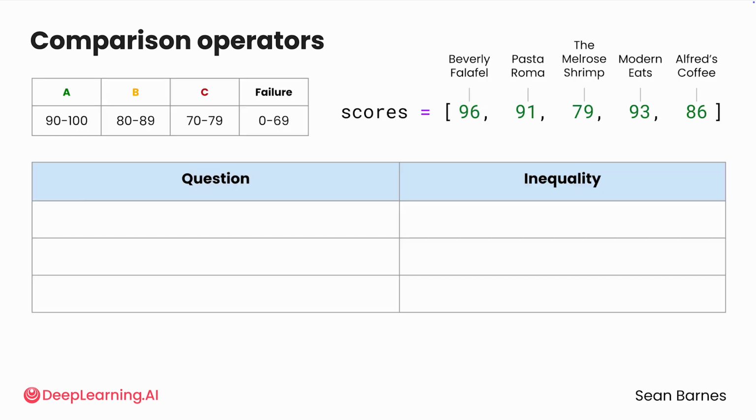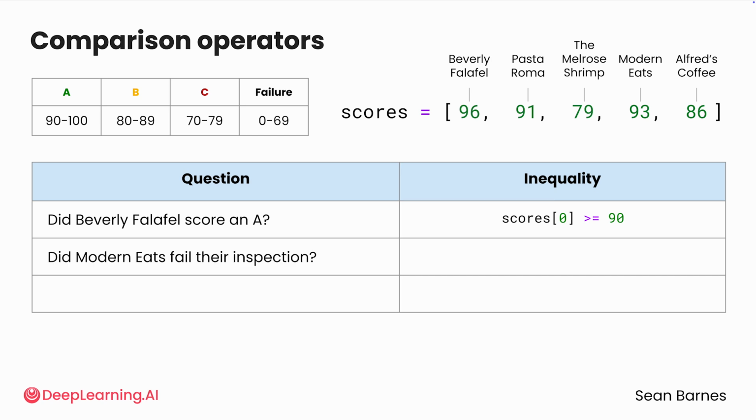Here's a reminder of the score ranges for different grades on the left, as well as the random sample of restaurant scores on the right. Here are some questions you might have and the inequality that would answer each one. Did Beverly Falafel score an A? You already saw this could be answered with scores[0] greater than or equal to 90. Did Modern Eats fail their inspection? In that case, you could use the code scores[3] less than 70. Can you think of another way to answer the same question? That would be scores[3] less than or equal to 69.